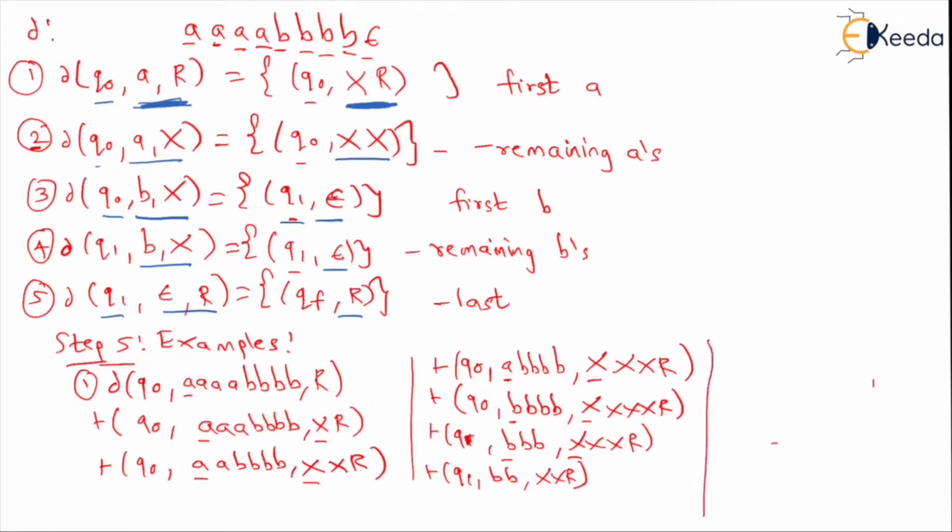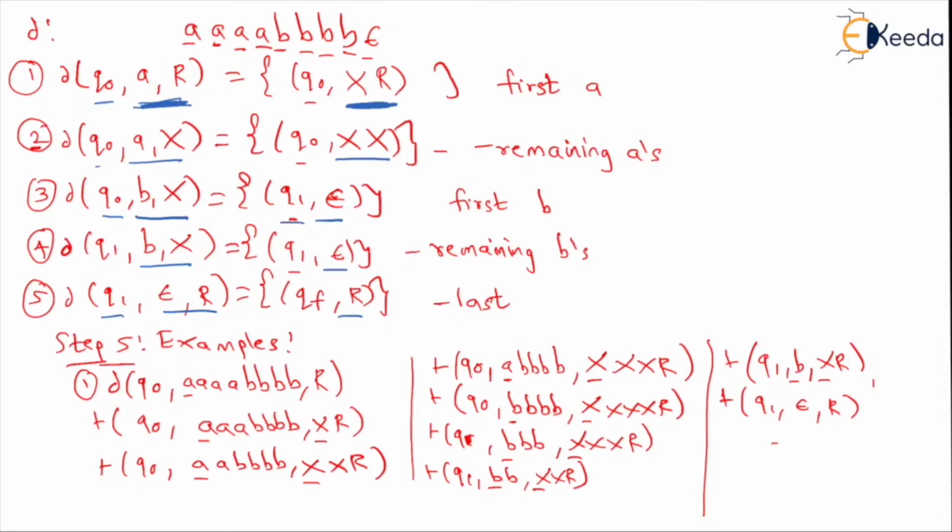Going further, Q1 on receiving B when the stack top is X, again as per my rule 4, remain in the same state. You have B and XR in the stack. Further, Q1 on B when the stack top is X, as per rule 4, you remain in Q1. Nothing will be left as input. So we are going to have an epsilon over here signifying it is an empty string, and an X will be popped, and I'll be having an R left on the stack.